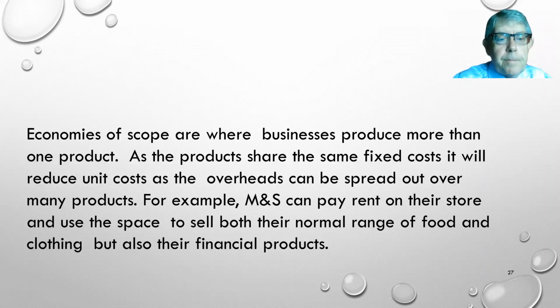Scope. Economies of scope are where businesses produce more than one product. As the products share the same fixed costs, it will reduce unit costs as the overheads can be spread out over many products. For example, Marks and Spencer's can pay rent on their store and use the space to sell both their normal range of food and clothing, but also their financial products.